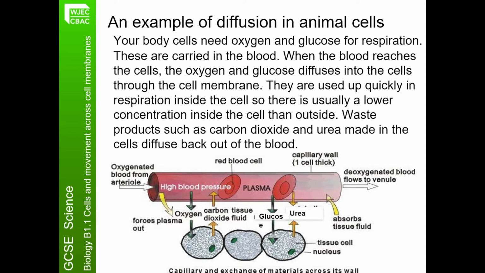The cell then makes waste products like carbon dioxide in respiration and also a substance called urea, a waste product. These two substances, because they're high in concentration in the cells, will diffuse out and into the blood plasma. The carbon dioxide gets taken back to the lungs so that it can be breathed out, and the urea gets taken to the liver where it's turned into a substance that we can use, and then also to the kidney, okay, for removal from the body.